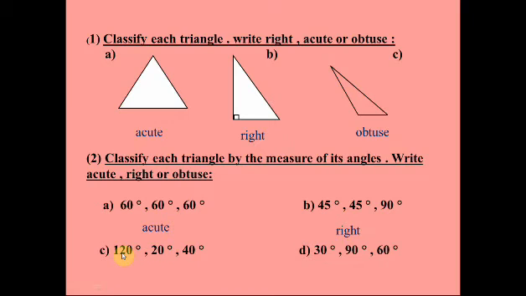The third has 120 degrees, 20 degrees, and 40 degrees. We have one obtuse angle, 120. For that, it will be obtuse triangle. D, 30 degrees, 90 degrees, and 60 degrees. We have one right angle, then the triangle will be right triangle.